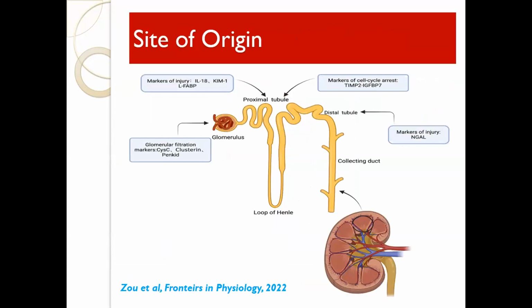Another important question is the site of origin from which these biomarkers occur. Of course, functional biomarkers come from the glomerulus, detecting glomerular filtration, which is the function. Most are tubular biomarkers. In the proximal tubules, there are markers of cell arrest, such as tissue inhibitor of metalloproteinase 2 and insulin-like growth factor binding protein 7, while in the distal tubules, there are markers of injury, including NGAL. These are the sites of origin. Someone can say that we can combine biomarkers, one glomerular and one detecting tubular. This may be a method of use, but these are the tubular type biomarkers and the glomerular type biomarkers.